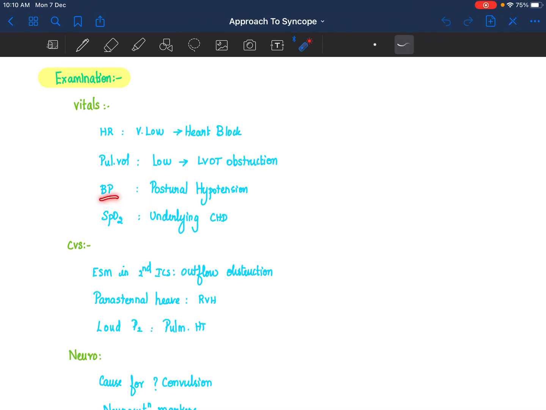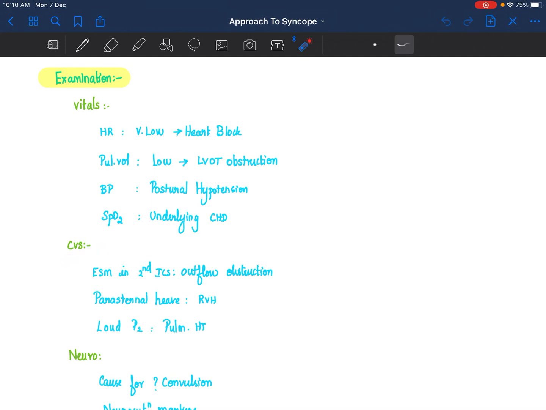Suppose blood pressure is different while lying down and standing up, and while standing up it falls significantly, think of postural hypotension. SpO2 can give a clue to underlying congenital heart disease like tetralogy of Fallot associated with pulmonary hypertension.